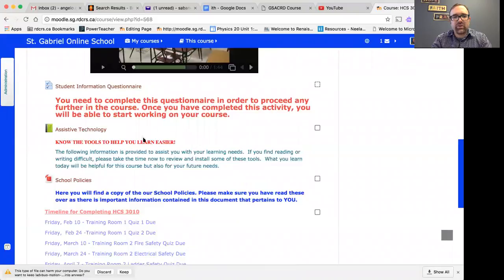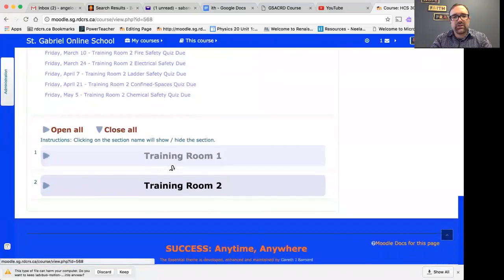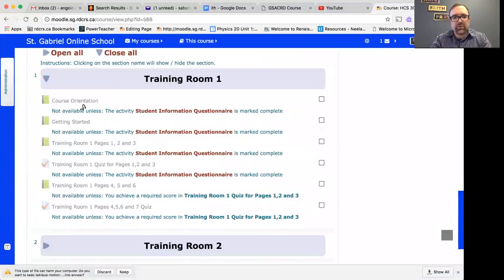If you need help in the course with anything to do with technology, please read the following. There are school policies that you also need to look at. Then you will realize there are two training rooms. In training room one, there's a variety of course orientation, getting started, training room one, pages 1, 2, 3. And then there's a quiz. Then once again, you have pages 4, 5, 6 of training room one, and then there's a quiz. You will realize that for every quiz you need to get 50% to move on in the course.